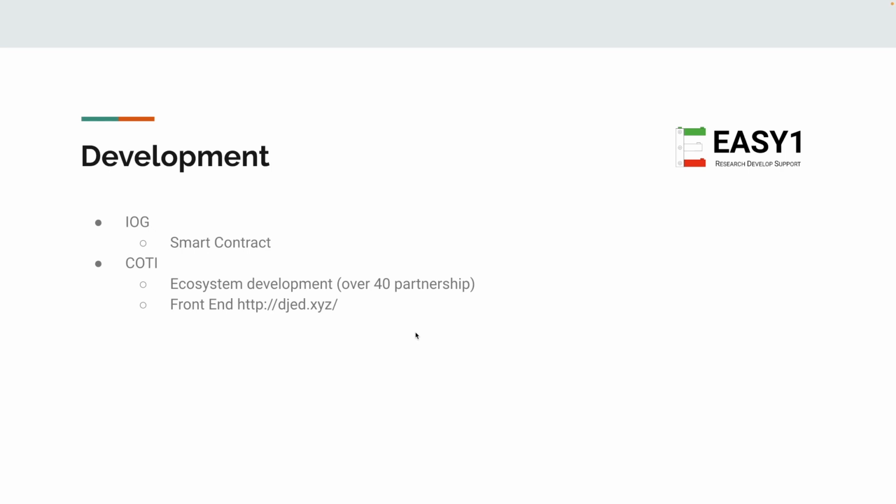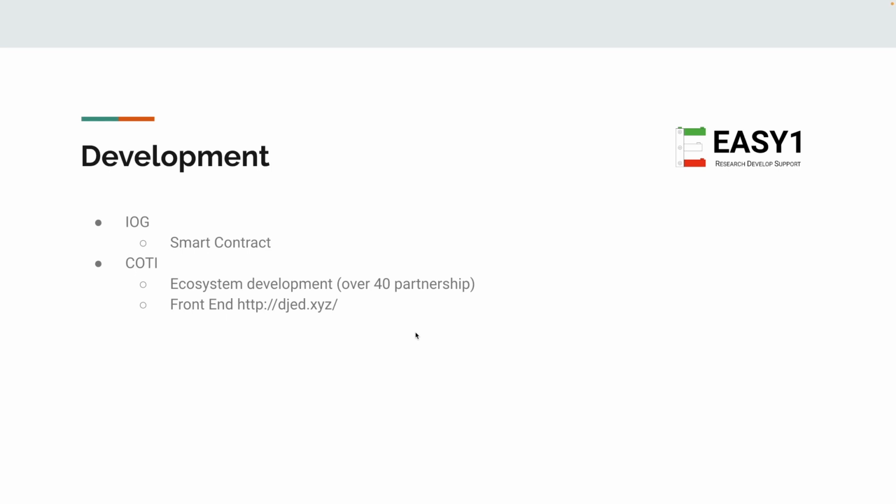But anyway, IOG is responsible for the creation and development of the Djed smart contract, while COTI has taken over the responsibility of building an ecosystem around Djed. In fact, the first thing they have been working on is partnerships. Later on, we will see a slide with over 40 partnerships that have been stipulated by COTI in order to allow Djed to really thrive in the Cardano ecosystem.